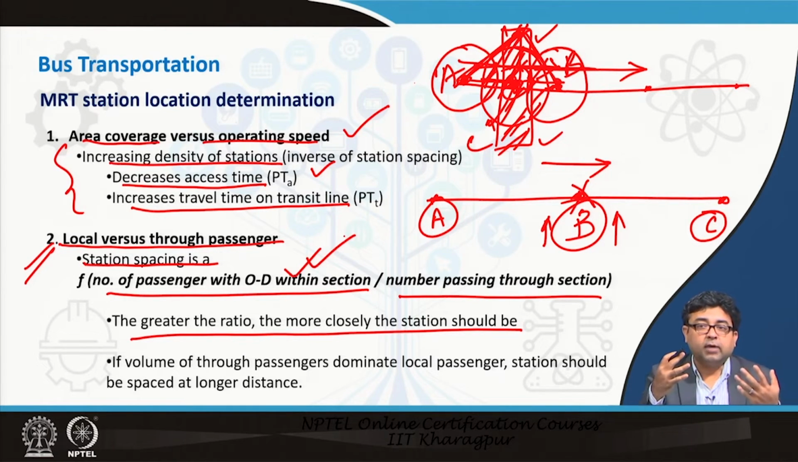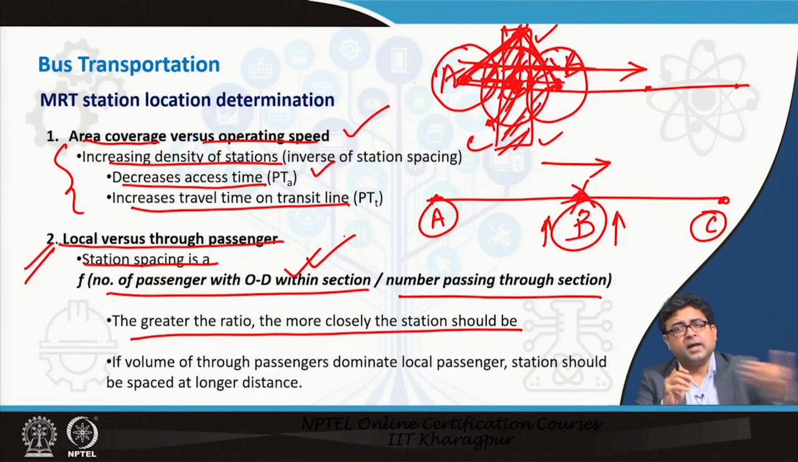If you think in your mind, when does this situation arise? Maybe in a central business district. A central business district may have 3 or 4 stations, which is only a section of the entire line, but within that section many people want to board and alight the transit line at each of those 3 or 4 stations. So, there are a lot of local passengers, whereas there are very few through passengers who do not want to get on and off at the CBD.